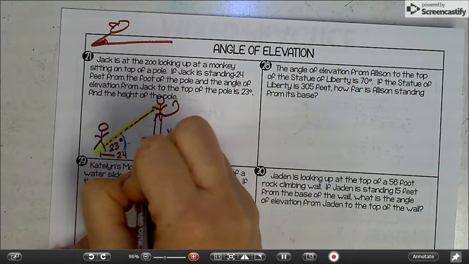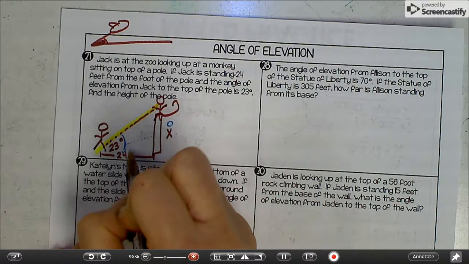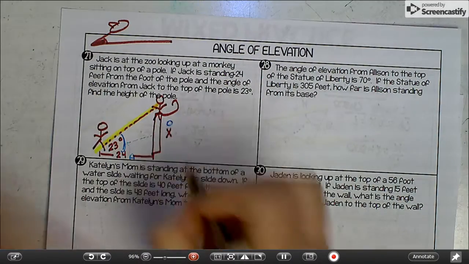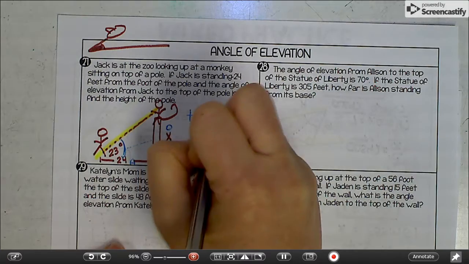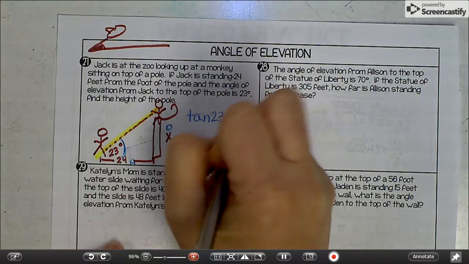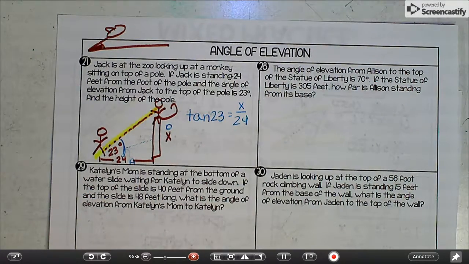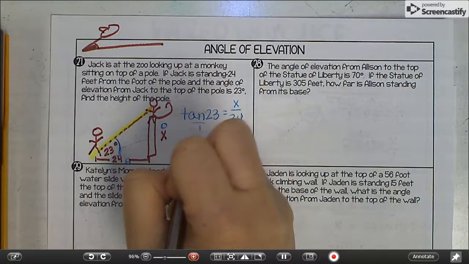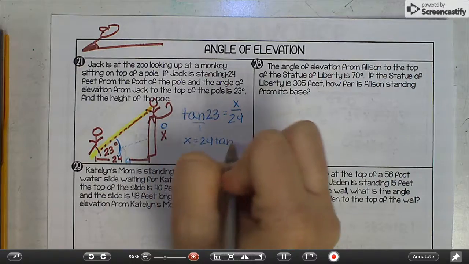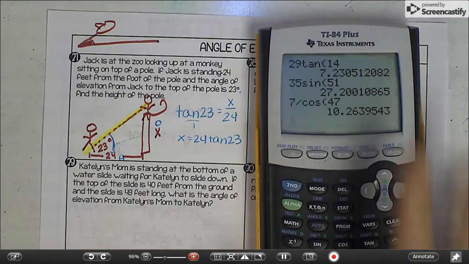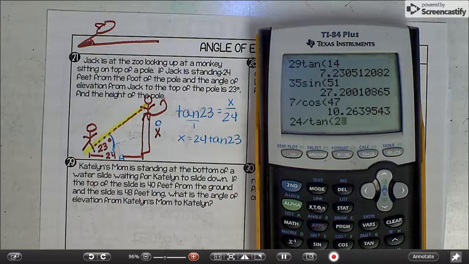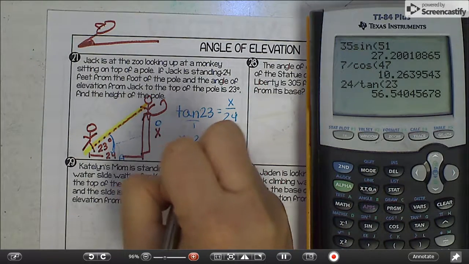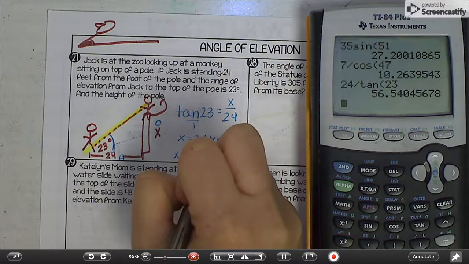We're going to look. We have opposite and we have adjacent. The hypotenuse is not involved. Opposite and adjacent is tangent. So tangent 23 equals x over 24. And then solve. So the pole is 56.5 feet tall.